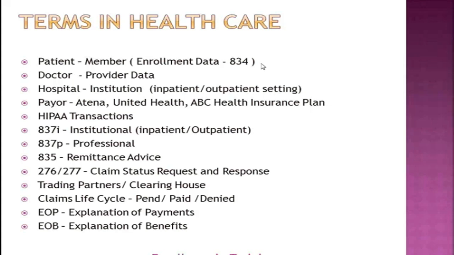The next bullet point is hospital. In a hospital, sometimes we refer to it as hospital or institution. There are two terms that we use in the hospital setting: inpatient and outpatient setting. One good example of an inpatient is somebody who had a baby and has to stay in the hospital for 1 week. So there is an admit date and there is a discharge date. For example, you got admitted on Monday to have a baby and you got discharged on Friday. That's what you call an inpatient.